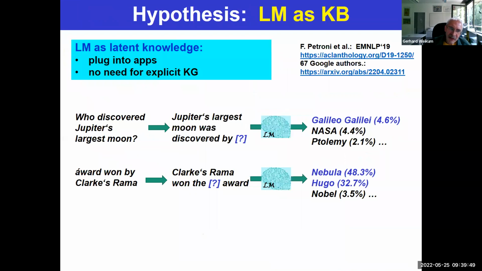Now, this is so powerful and so impressive that the hypothesis came up: maybe language models are knowledge graphs. Maybe we don't need explicit knowledge graphs, latent knowledge is good enough, because the language models can easily be combined with other components, like layering more machine learning on top, and it becomes a big transformer or a similar neural network architecture. And indeed, this goes a long way, as you see from two examples of success, but there are also some doubts to be considered.